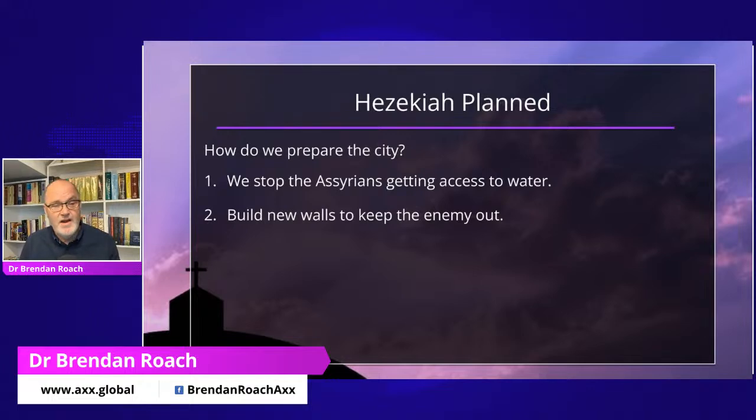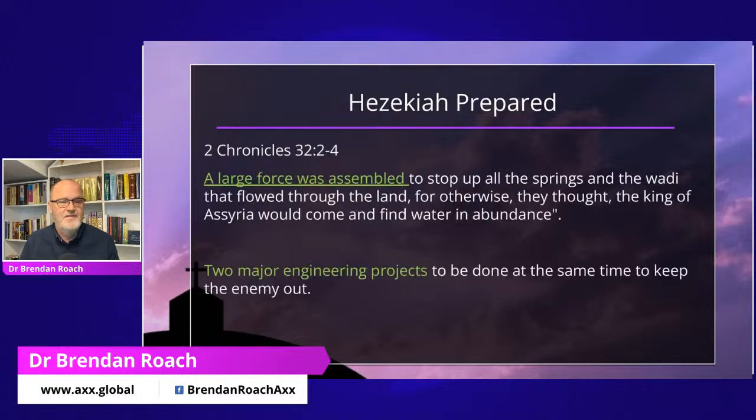Absolutely phenomenal. As we go on again, it's critically important how important it is to have a water supply to be able to create any sort of city in the Old Testament times. So Hezekiah prepared, and we see that in 2 Chronicles chapter 32, verses 2 to 4. We see a large force was assembled. So Hezekiah assembles a large force to stop up all the springs and the wadi that flowed through the land, for otherwise they thought the king of Assyria would come and find water in abundance.